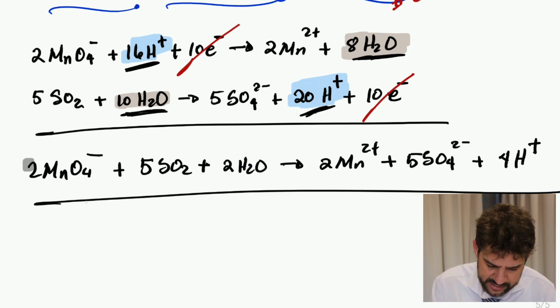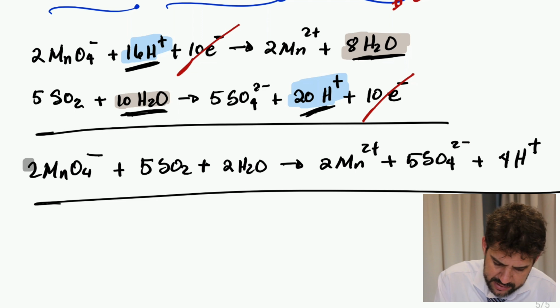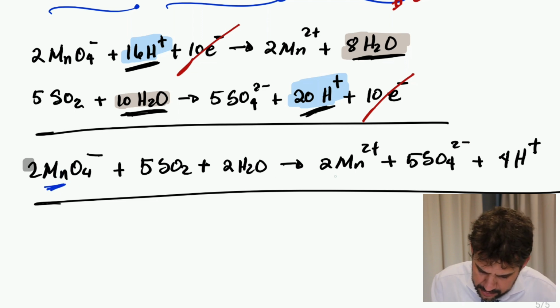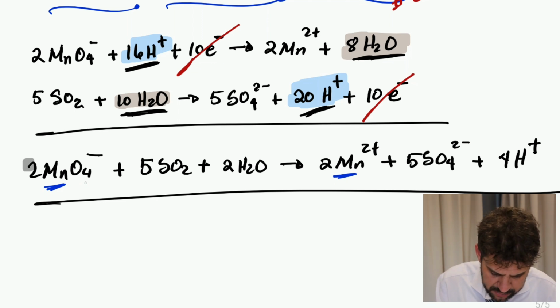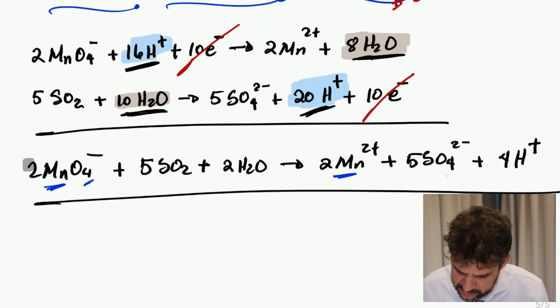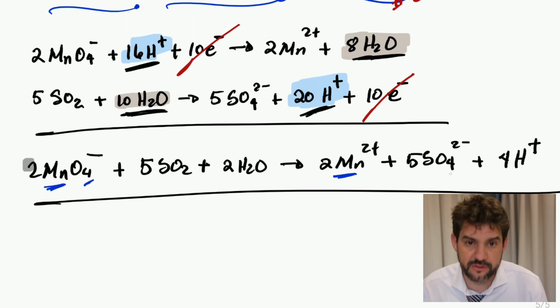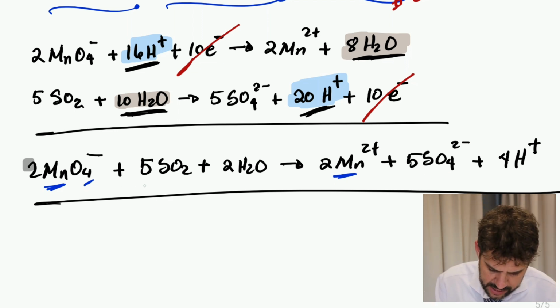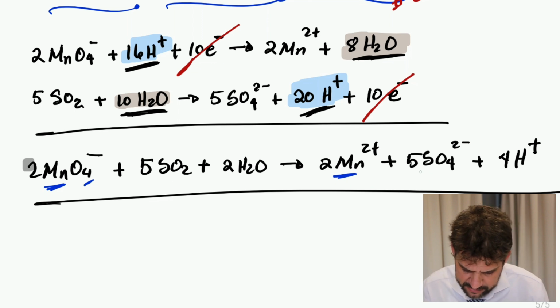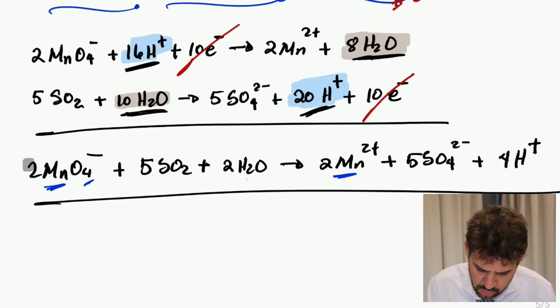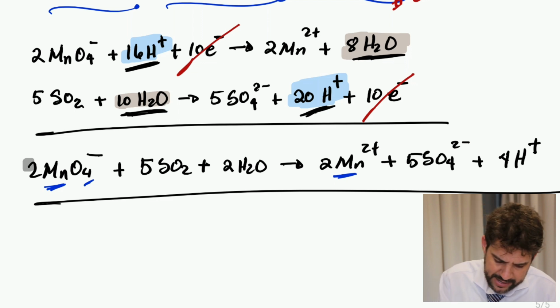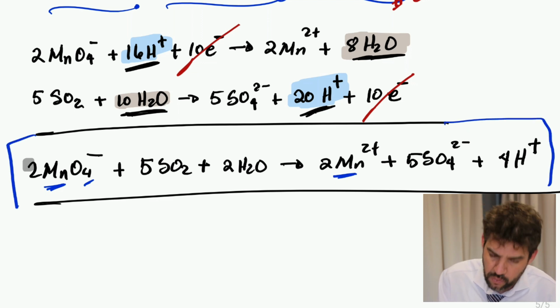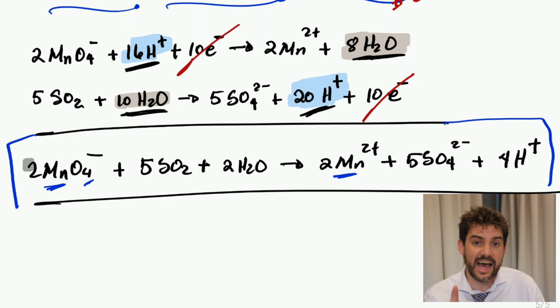We must always check. We have now 2 Mn, 2 Mn. Now oxygen is a little bit tricky. We have 2 times 4 is 8, plus 10 is 18, plus 2 is 20. On this side I have 5 times 4 is 20. The sulfur, I have 5 sulfurs, 5 sulfurs. The hydrogen I have 2 times 2 is 4, and I have 4. Guys, this is the balanced net equation, without using the table.